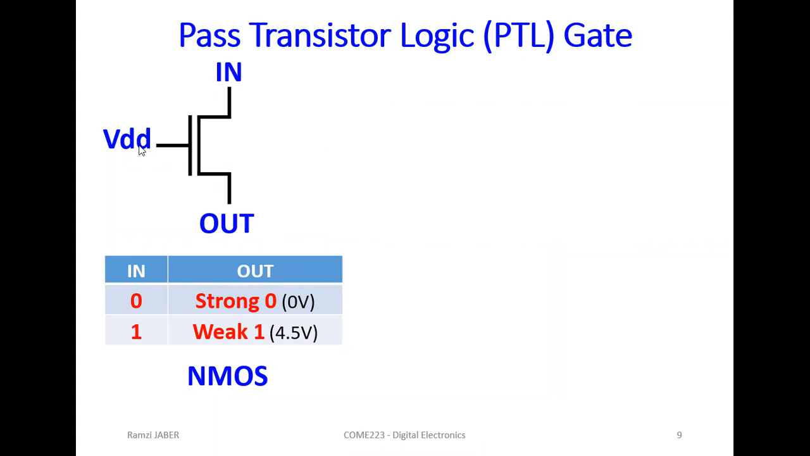The gate always has high volt, so this transistor is always on, but we vary the input. If the input is 0, the output is totally 0, strong 0. If the input is 1, 5 volt, the output will be weak 1, 4.5 volt. This is a disadvantage, of course.